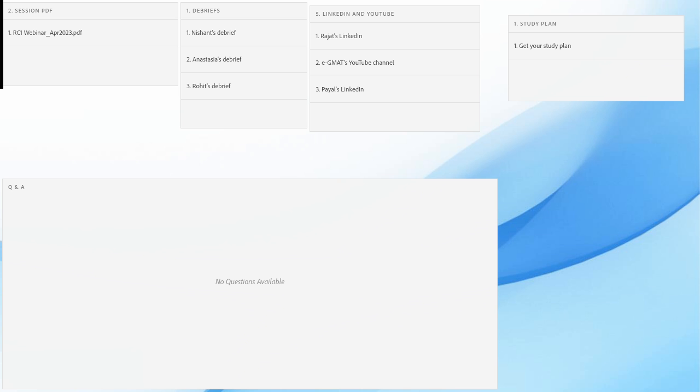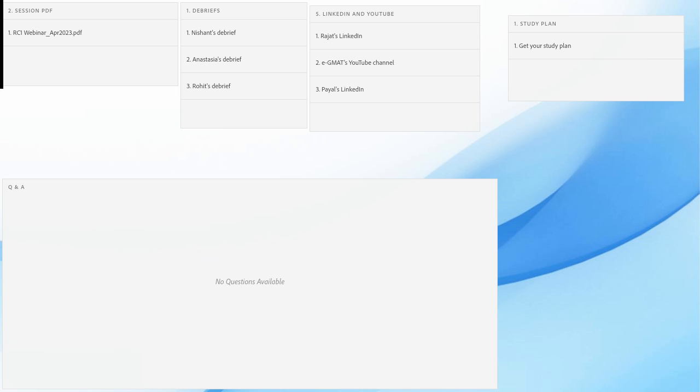How do you maintain an error log? I'll give you the short and the long answer. The long answer is we have an entire error log module in SC, CR, and Quant. So go look at that module. It will tell you how to maintain an error log. It will give you a template. It will coach you on how to do this.